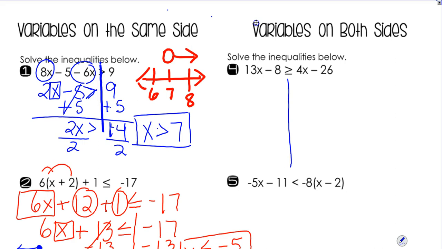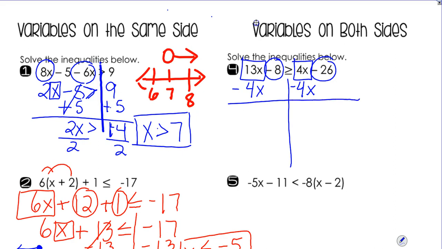I cannot combine them. I can recognize that I have things here that are the same, but remember, you can't just combine them across. You can only combine them if they're on the same side. So what I need to do is to get them on the same side. So for this one, I'm going to subtract 4x from both sides, and then see what I have.